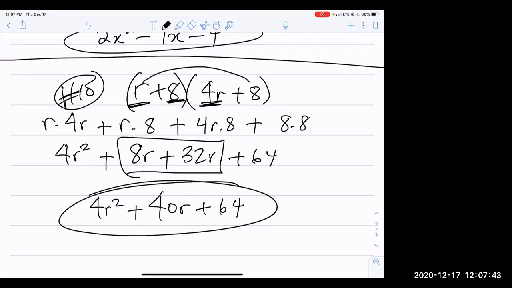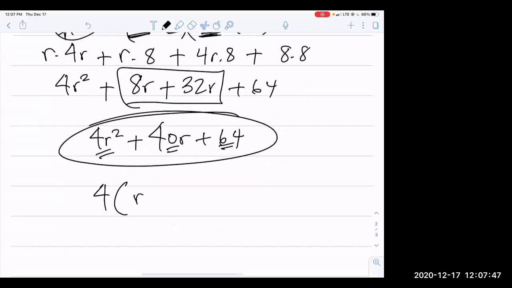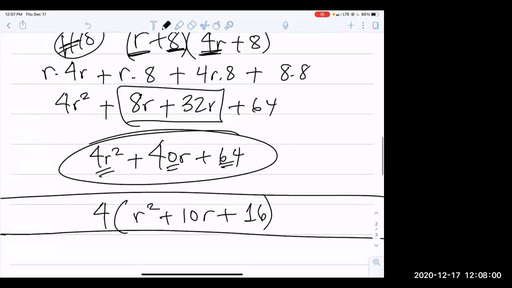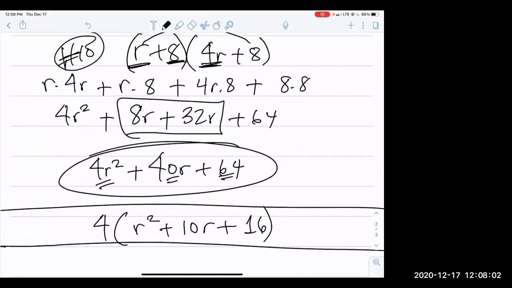The other way that we could write this answer, because they all share a 4, is you could take out a 4 and have r squared plus 10r plus 16. So r squared plus 10r plus 16. But you could just leave your answer as 4r squared plus 40r plus 64 in this context, because the point was to sort of multiply it out. But yes, we can factor that back in, and that will be the answer to that particular question.